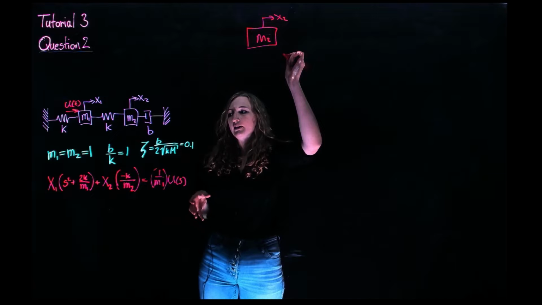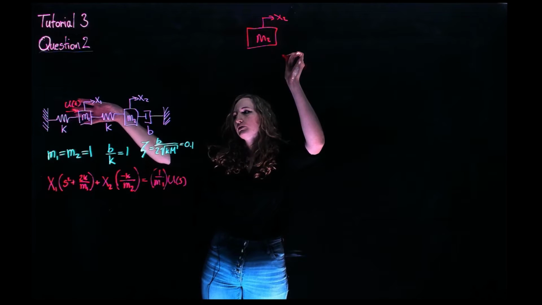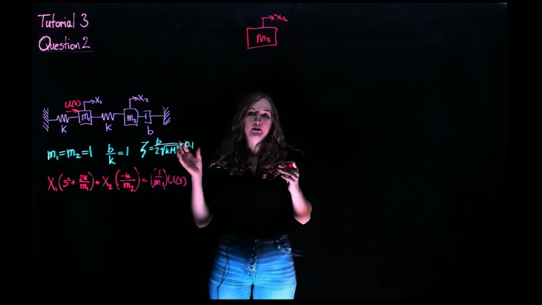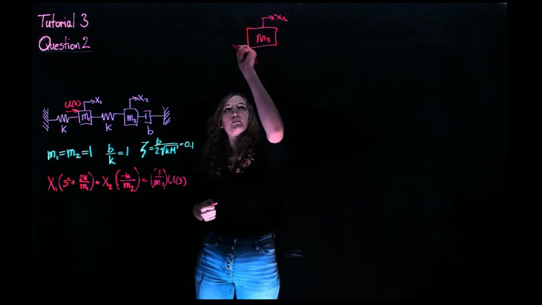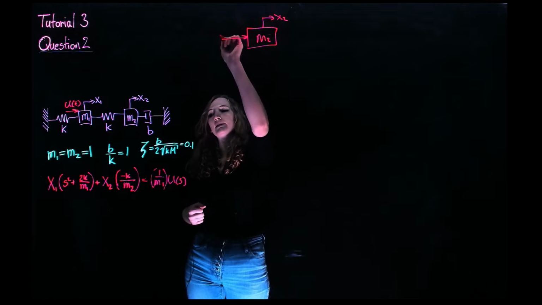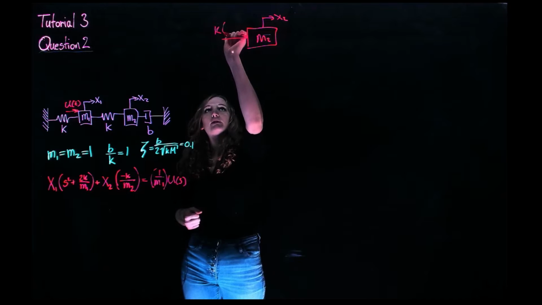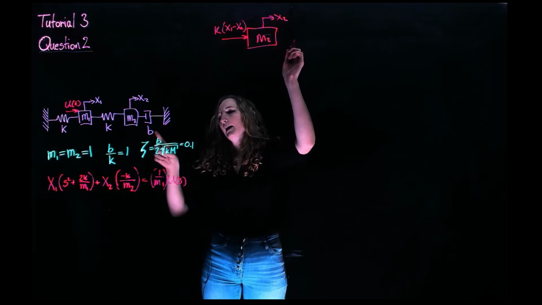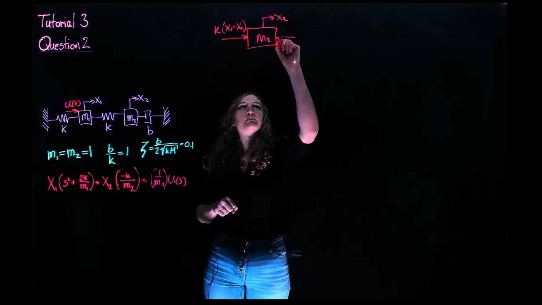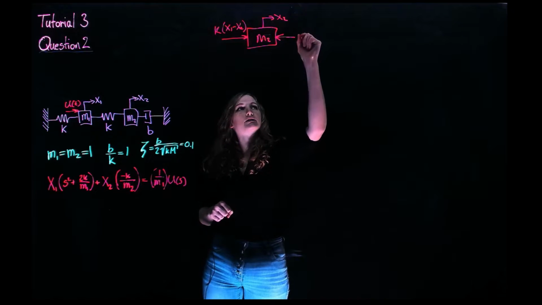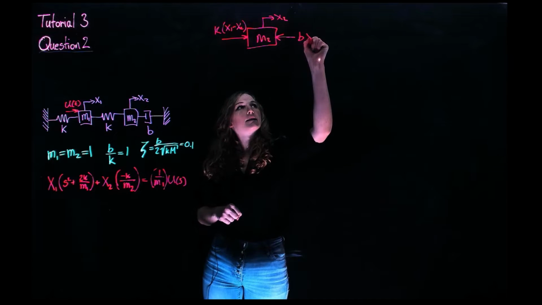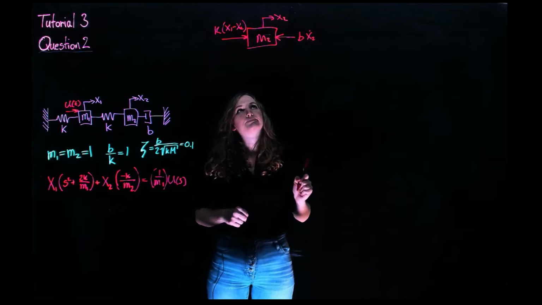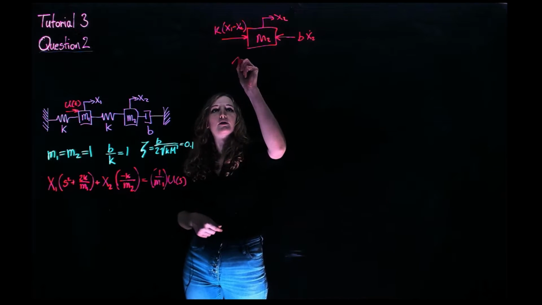And you can think of this kind of as a translation of that input force from M1 to M2, right? Because you would expect it to push both masses a little bit. So we get that, and we have k(x1 minus x2). And on the other side, our damper opposes the velocity, so we get b x2 dot. All right, and now we just sum our forces.